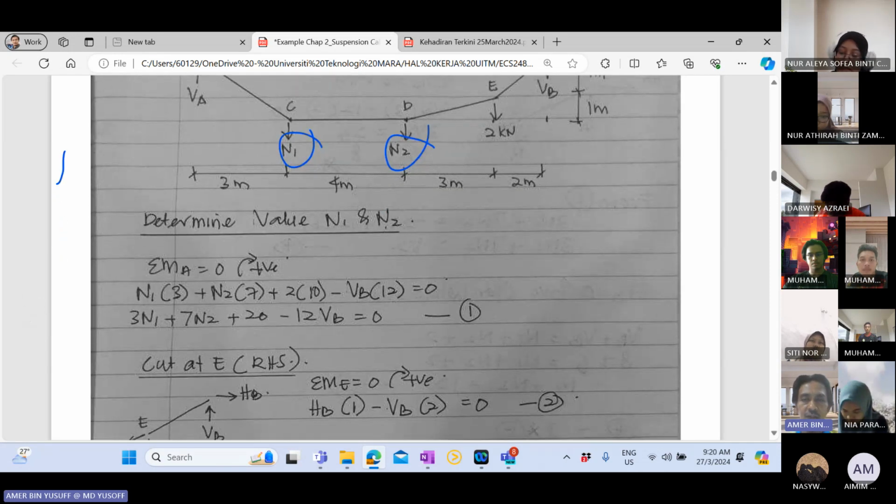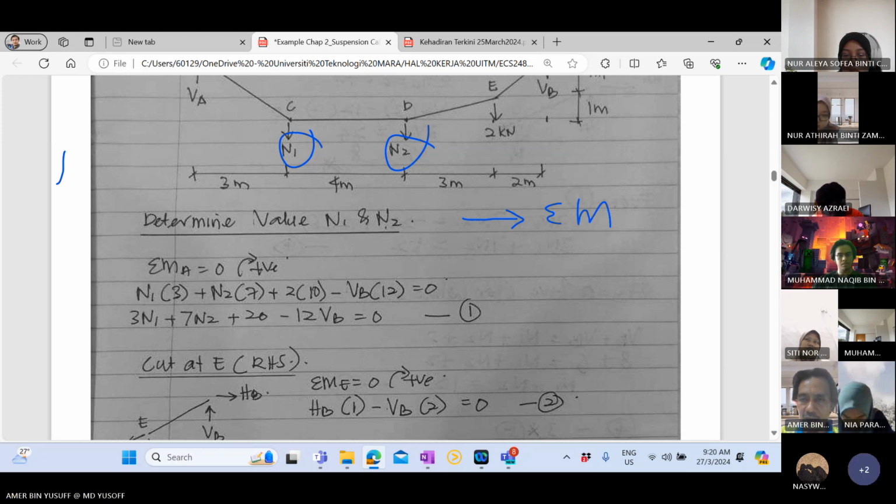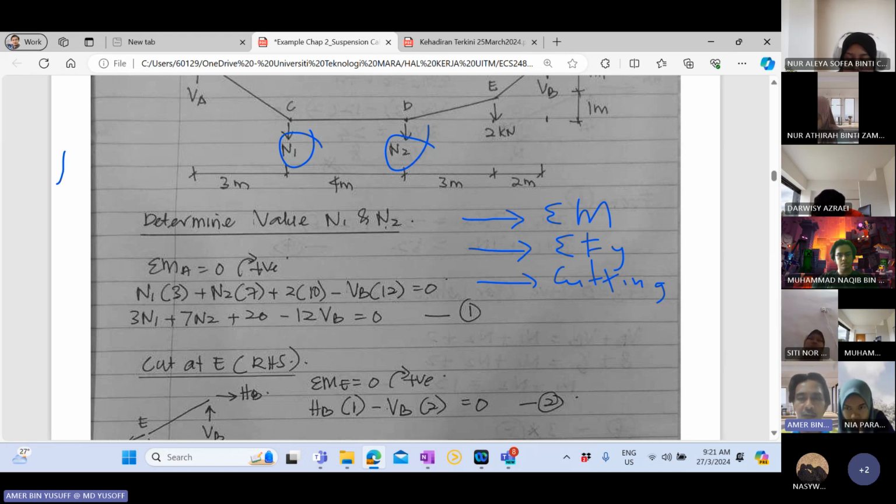What we discussed from example number 1: if you still remember, the procedure is, number 1, to determine the summation of moment at support, then the summation of force in Y, then we do the cutting. This is the procedure from example number 1. For example number 2, we are supposed to follow the same procedure. So number 1, let us calculate the moment at A.